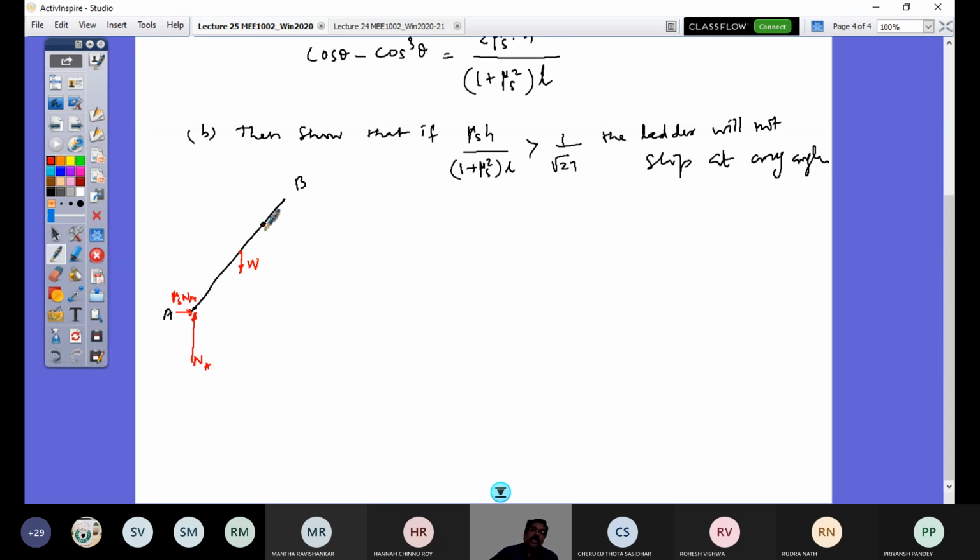And then at point C, I would have NC perpendicular to this. And what is the direction of friction? This is going to slide down, so friction would be in this direction. That is this, and that would be mu s times NC. That's this friction value. Right, so these are the forces acting. Again, if you see, there are only 3 forces here, so I can use Lami's theorem and go ahead with solving this problem.